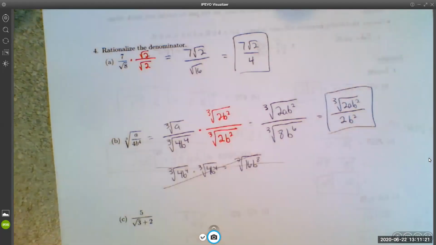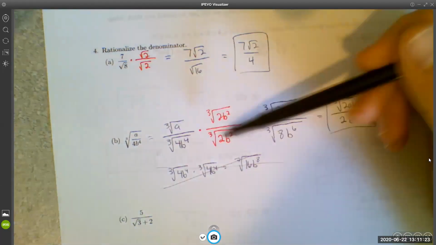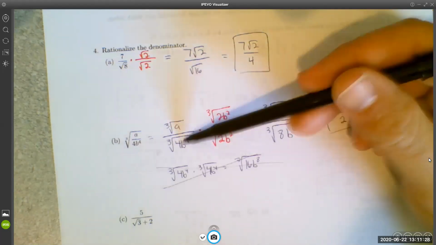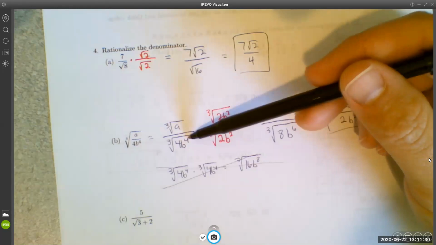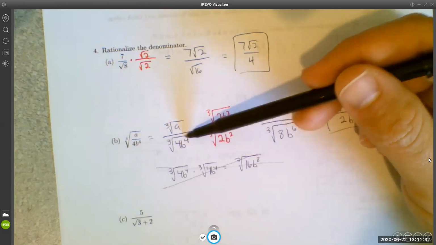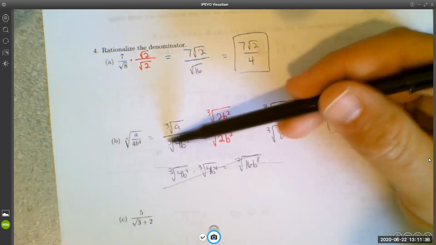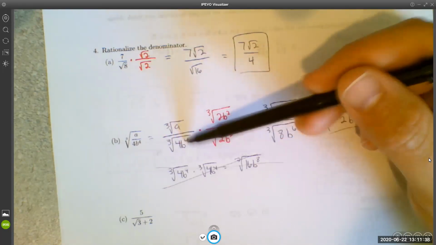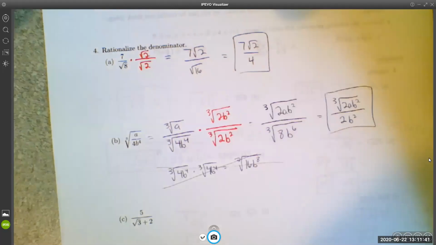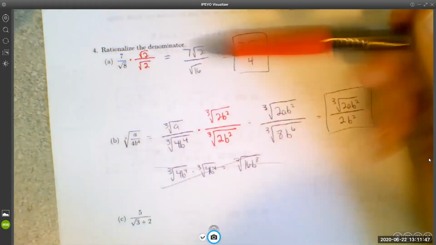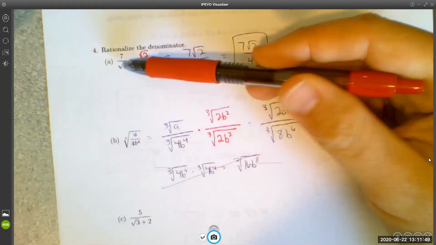Okay, so you really do have to think about, what do I need to multiply this number by to get a perfect cube, in this case 2, and then what do I have to multiply this variable by in order to get a multiple of the index. In this case, I needed to get to 6, and so I needed to multiply by b squared. Okay, so that's all well and good. That's how we take care of these situations when you just have a single term in the denominator.